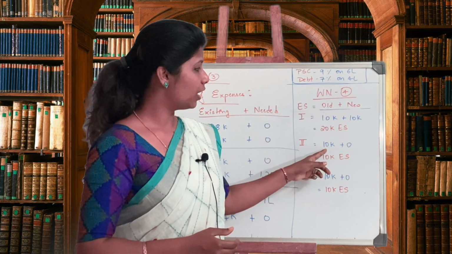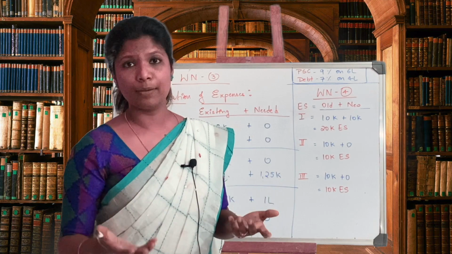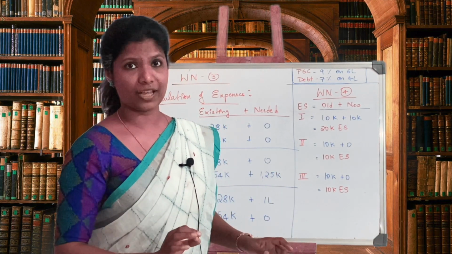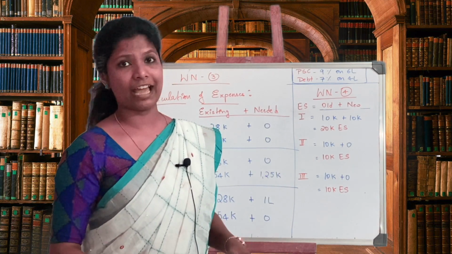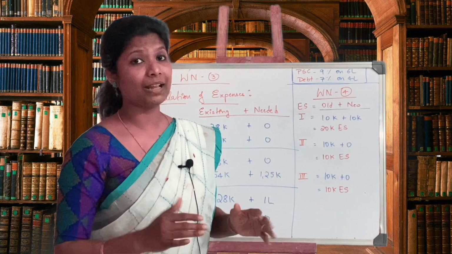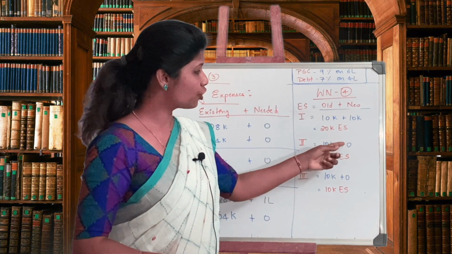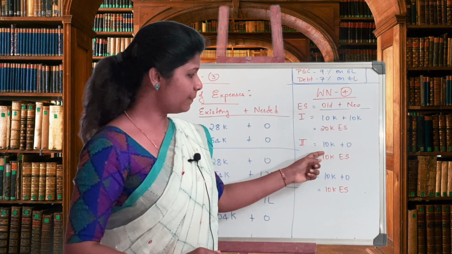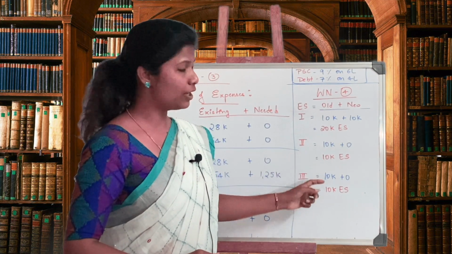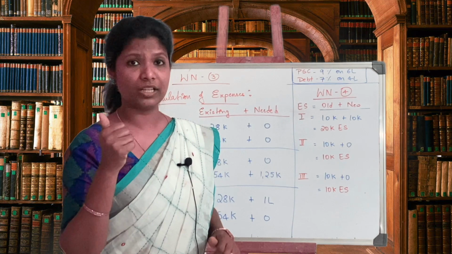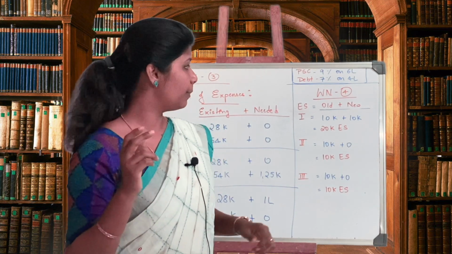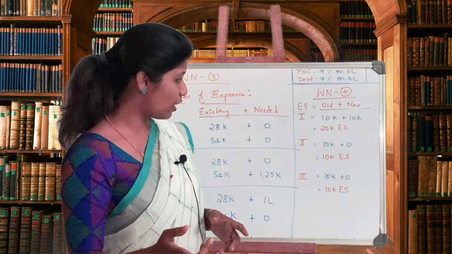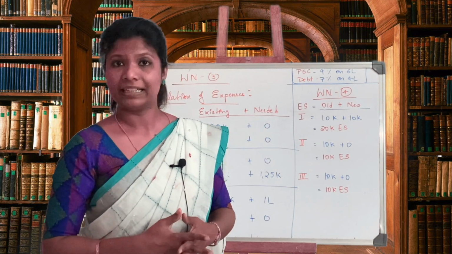So total old plus new, under plan 1 we have a total of 20,000 equity shares. Plan 2 is completely preference, plan 3 is completely debenture. So what are we calculating? Equity shares. Both the plans do not have equity, so it's going to be 0 and 0 under the new plans. So old is 10,000 and 10,000, and that will be your total equity shares. Plan 1 is 20,000 equity shares, plan 2 is 10,000 equity shares, and plan 3 is 10,000 equity shares.